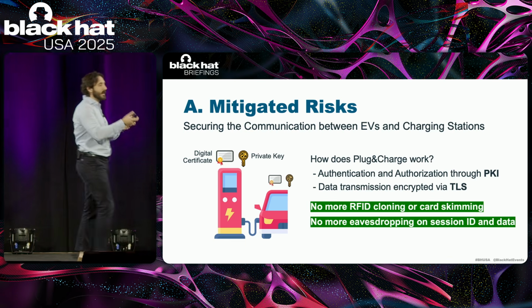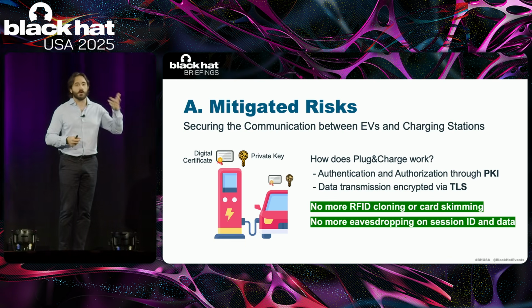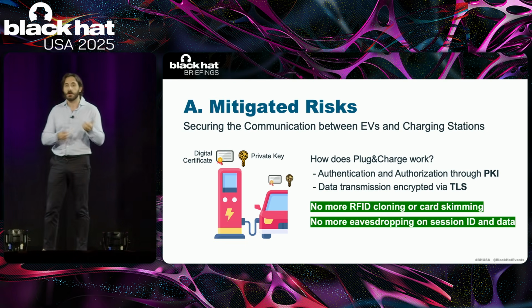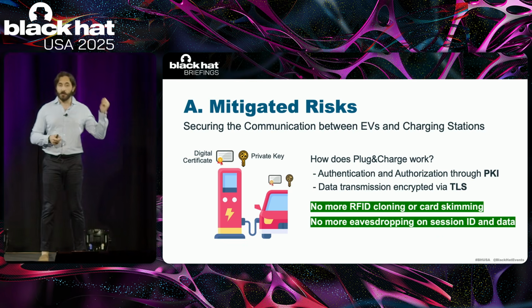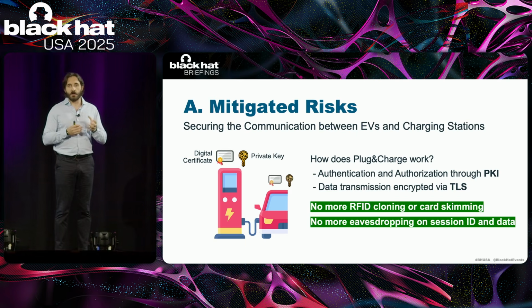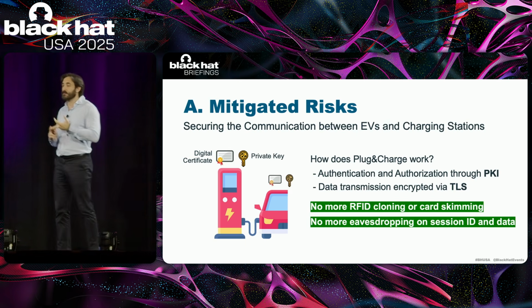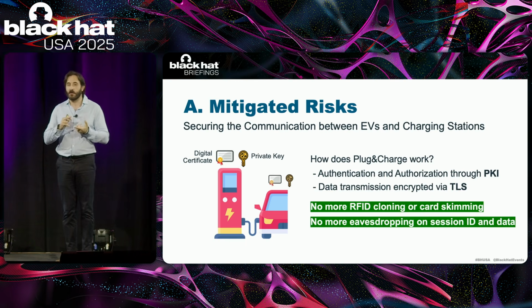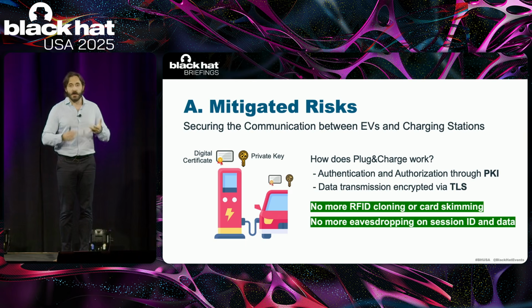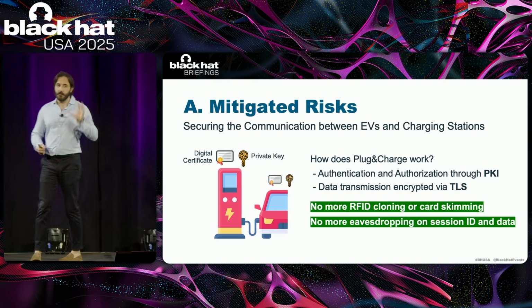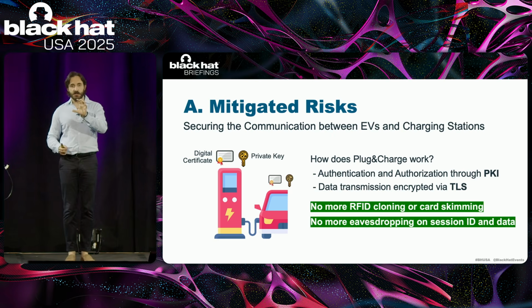So if you own an electric vehicle, you don't have to use your credit card or your physical token anymore to authenticate the charging session. This will be done automatically through Plug and Charge. And Plug and Charge also allows the charging station to extract from the digital certificates all the information that is needed for payment and billing. So again, we don't have to use our credit card. And all the information that is flowing between the electric vehicle and the charging station is encrypted through TLS.